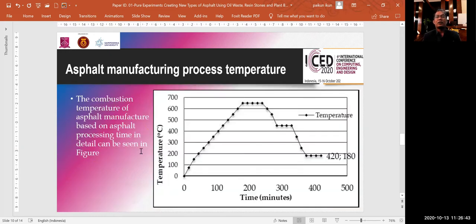This is the asphalt manufacturing process temperature. The combustion temperature of asphalt manufacture based on asphalt processing time can be seen in detail in the figure. This is the asphalt processing temperature.